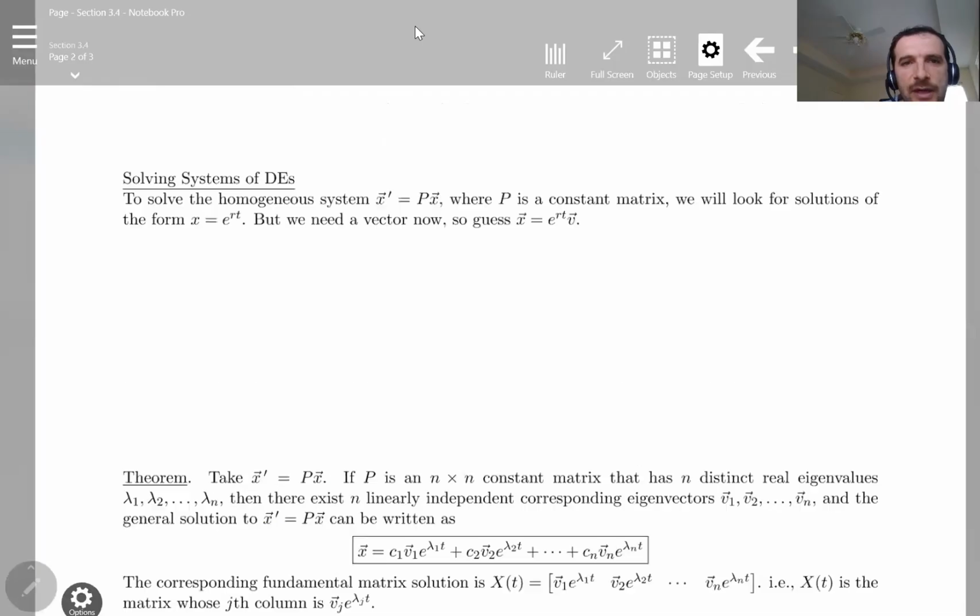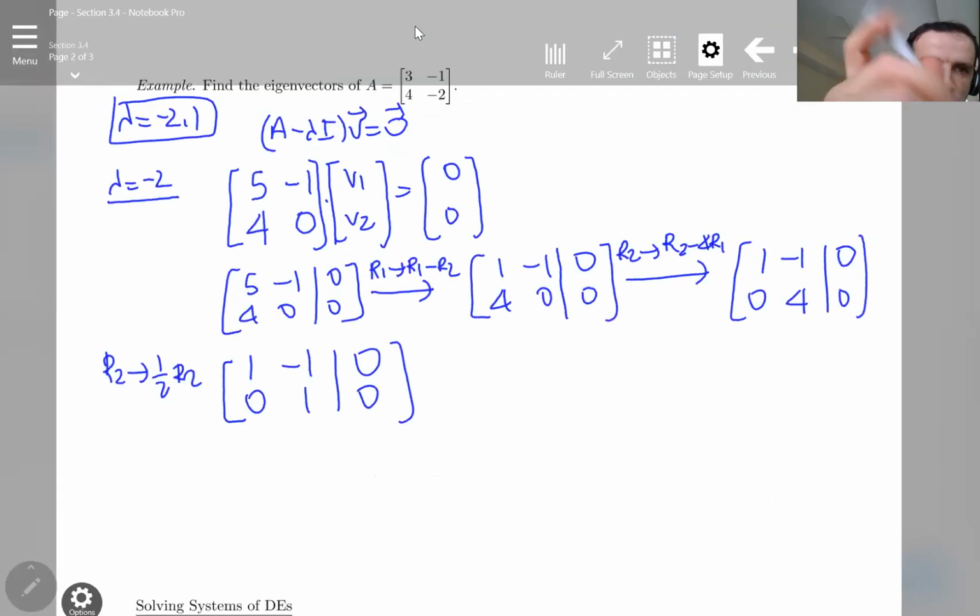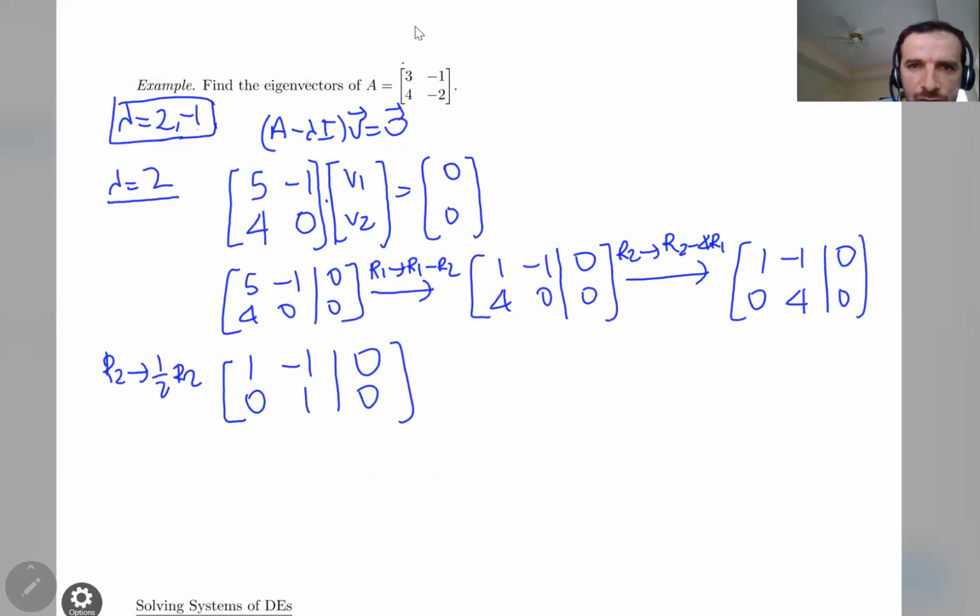So let me go back and change something else. So 2 and minus 1. Sorry, guys. It should be 2 and minus 1. So we're going to change a little bit. This will be 2. Now what I need to do is subtract 2 from both entries on the diagonal, right? To get lambda minus I part. So it will be what? 1 and 1? No. If I subtract 2 from negative 2, it will be minus 4, right? Cool.